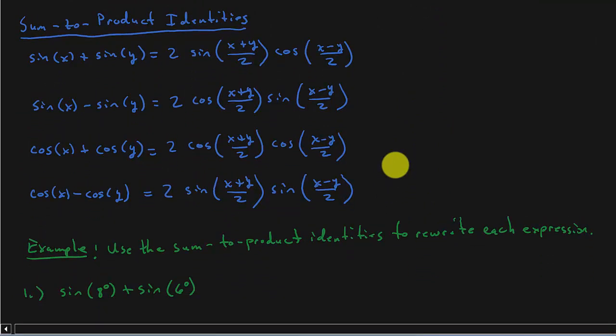All right, now we've got sum to product identities. And it's similar to what we just did. It's just the formulas are different. We're doing the same thing. So we'll look at the first one. So sine x plus sine y is 2 times sine of x plus y over 2 times cosine of x minus y over 2. And then the other ones, they're similar.